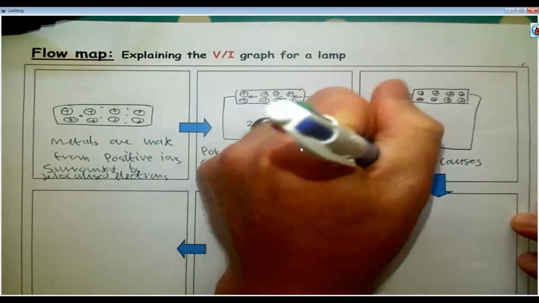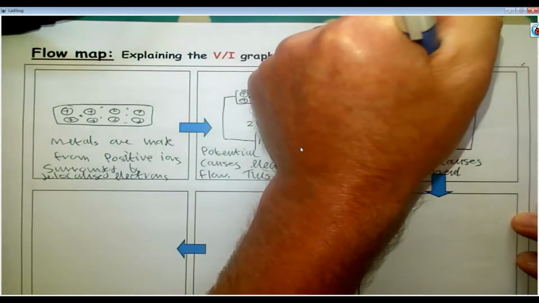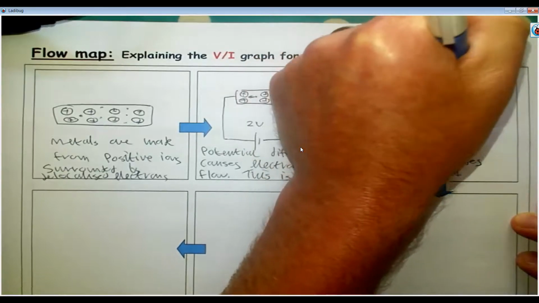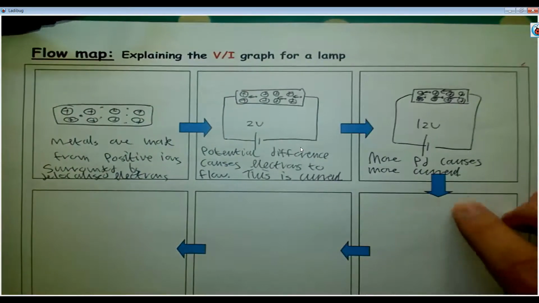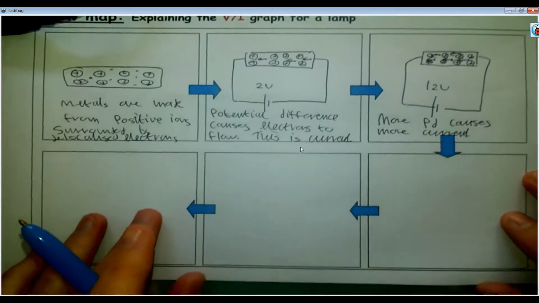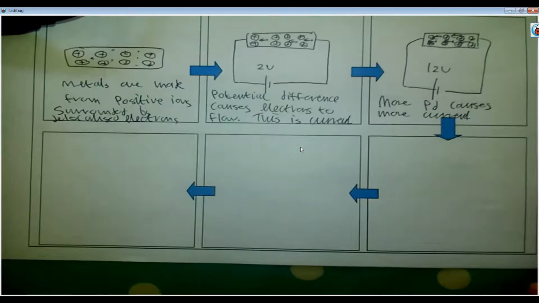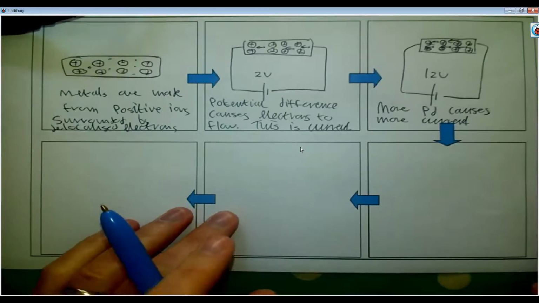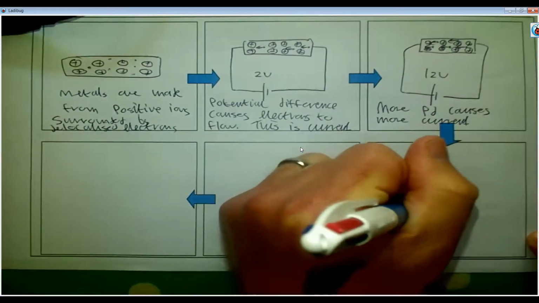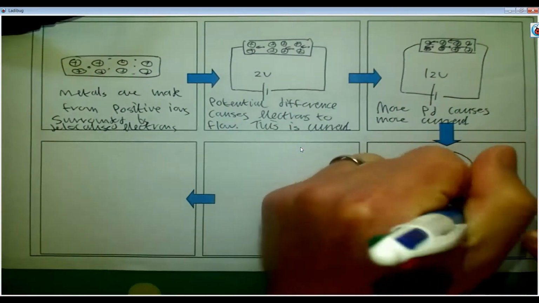causes more current. So these little electrons are flowing through. And they're flowing through at a greater rate because we've increased the push on them. So more voltage equals more current. So what would that do to a bulb if we increased? Now here's my little drawing of a bulb. What would happen in the bulb?